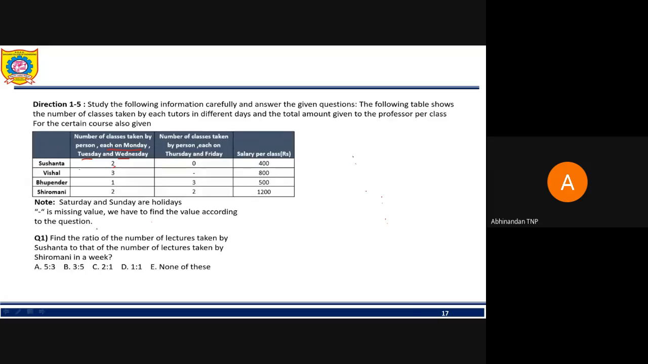So Sushanta is conducting 2 lectures each on Monday, Tuesday and Wednesday. On Thursday she is not conducting a lecture. Then Vishal 3 lectures. Then Bhupender 1 lecture, then 3 lectures. Shiromani 2 lectures and 2 lectures. And the salaries per class are given to you: 400, 800, 500 and 1200.